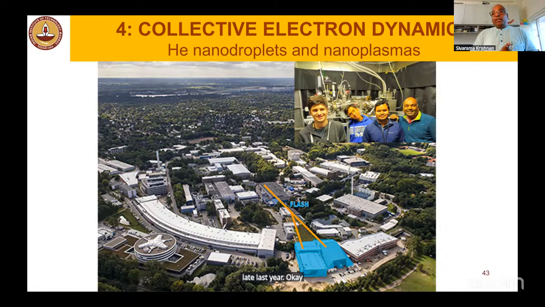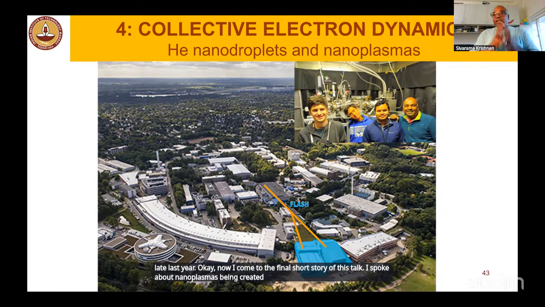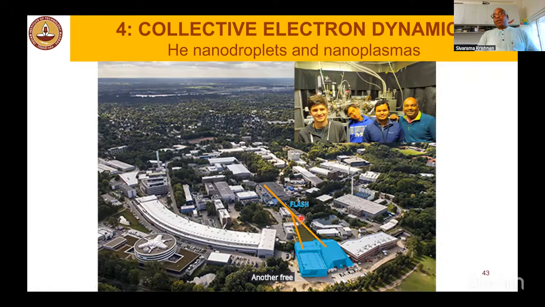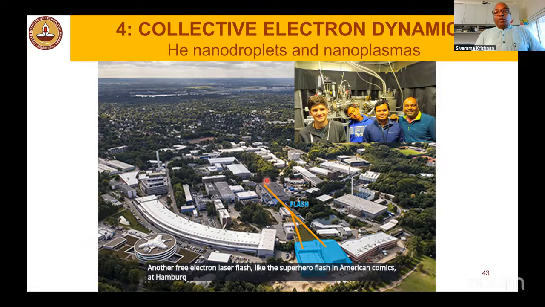Okay, now I come to the final short story of this talk. I spoke about nanoplasmas being created in helium nanodroplets by intense infrared pulses interacting with them, right? So this study was performed at another free electron laser, FLASH, like the superhero Flash in American comics, at Hamburg in Germany. So this is a long free electron laser which is several hundred meters long.